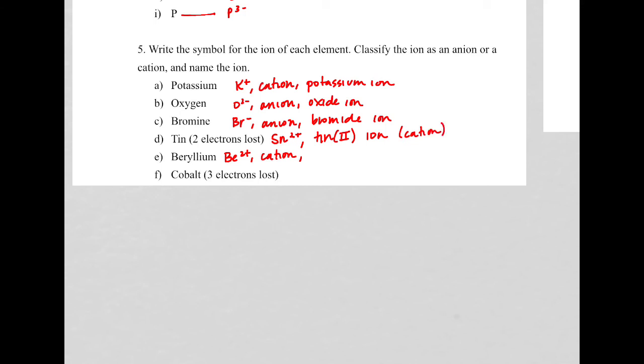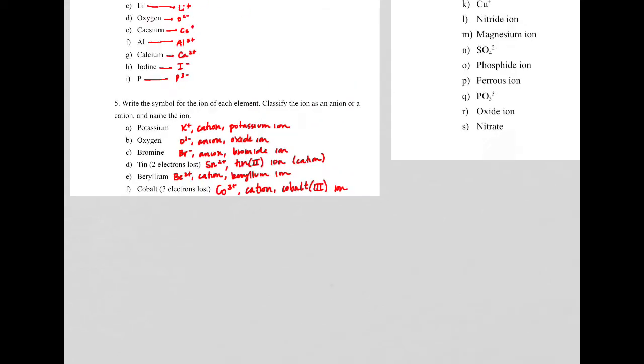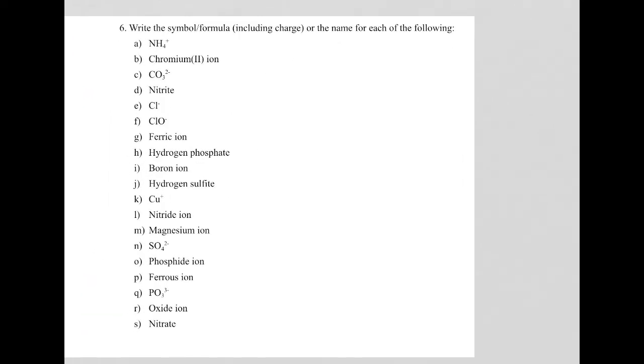And beryllium is called the beryllium ion. Alright, then we have cobalt, and it is going to lose 3 electrons, so we have Co3+. This is a cation, and it's called the cobalt 3 ion. Alright, we have this one, and then we're done.